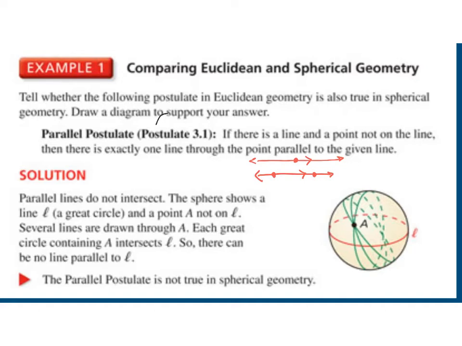This sphere shows a line L, a great circle, and a point A not on L. Several lines are drawn through A. Each great circle containing A intersects L. So there can be no line parallel to L. So the parallel postulate is not true in spherical geometry.